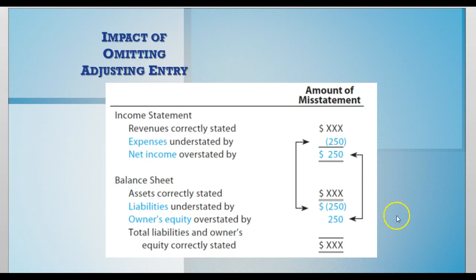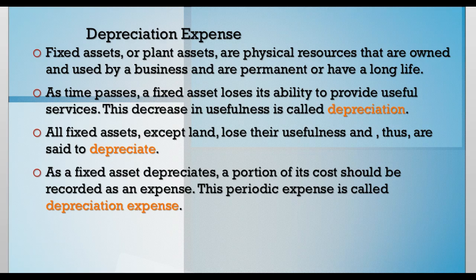Now, what would have happened if they hadn't done that? Well, our expenses would have been understated, our net income would have been overstated, our liabilities would have been understated, and our owner's equity would have been overstated. So, again, we've gone through quite a bit of money here by doing these adjustments and adjusting the trial balance. And the very last one we look at is a depreciation expense.